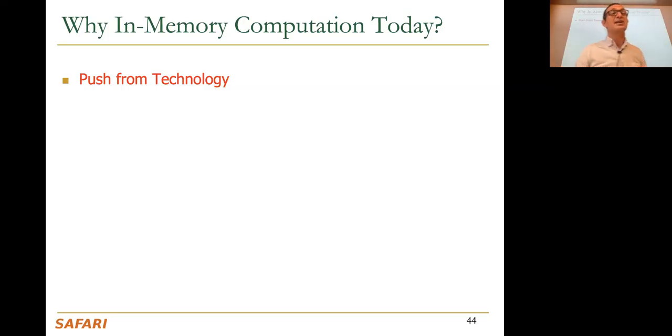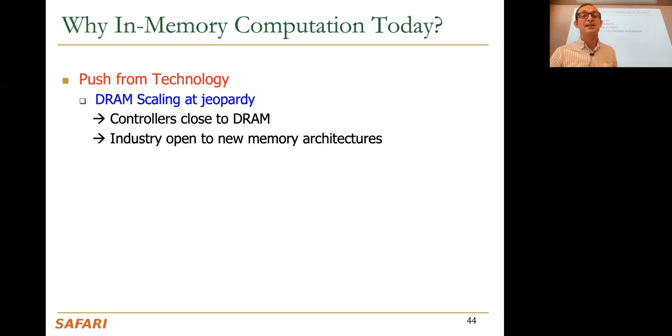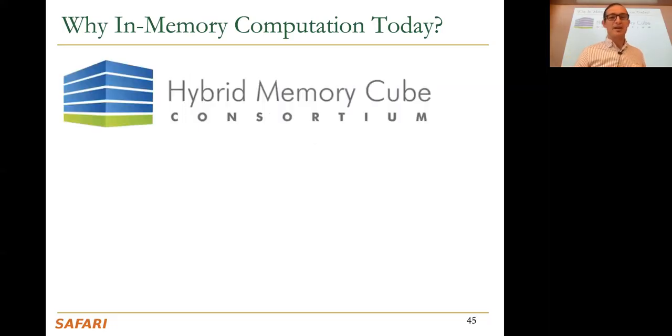Let's take a look at the technology aspects. I'll try to cover this relatively quickly. But basically, DRAM is the major memory that's been built to store data in main memory, and it has not been scaling very well. I'll give you some examples of this. As a result, people, industry especially, are very open to new memory architectures, and academia also on top of this. That's why processing in memory research has exploded in the last 10 years or so, let's say. So let's take a look at this.